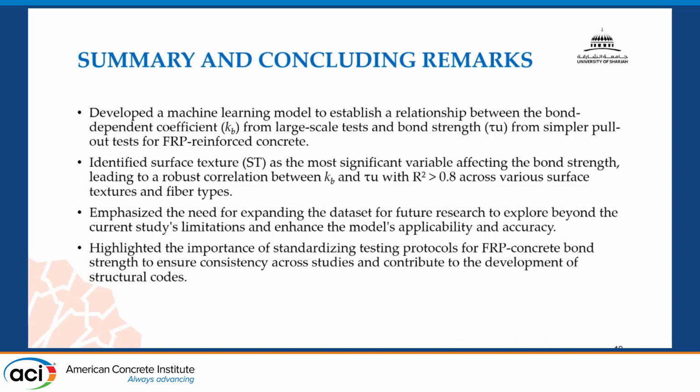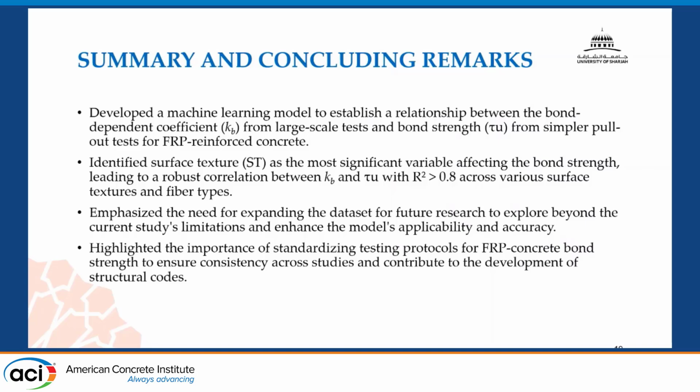So in summary and concluding remarks from her work, she was able to develop the machine learning model that established a relationship between the bond-dependent coefficient K sub B, which was taken from large-scale testing, and the bond strength tau sub u that came from a much simpler pool of tests of FRP reinforced concrete. She identified surface texture as the most significant variable that affects the bond strength, and that led to a very strong correlation between K sub B and tau sub u with an R-square value larger than 0.8 across various surface textures and fiber types.